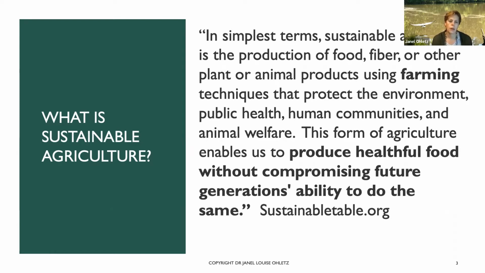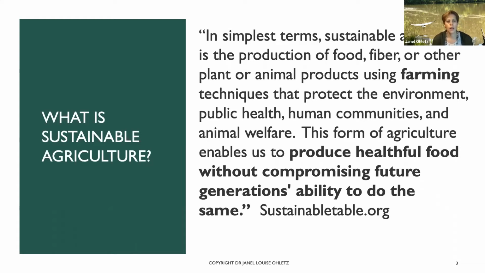And really, in actuality, it's been defined in the Farm Bill, a much larger definition, but in its simplest terms, sustainable agriculture is the production of food, fiber, and other plant and animal products using farming techniques that protect the environment, public health, human communities, and animal welfare. And this form of agriculture enables us to produce healthful food without compromising future generations' ability to do the same.